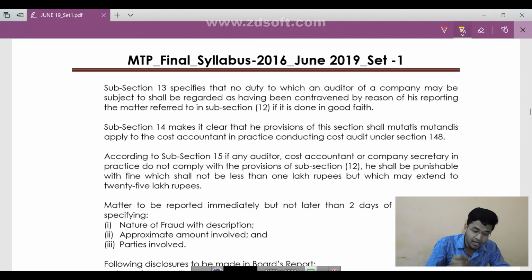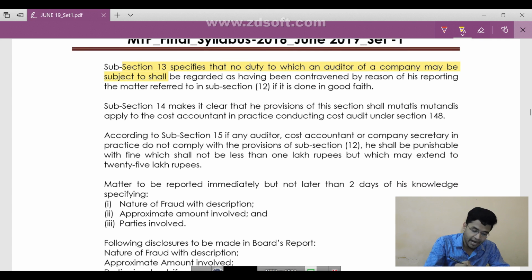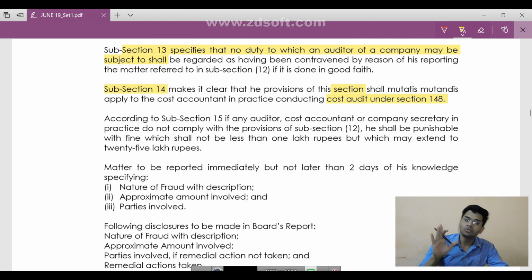And one important thing, guys: subsection 13 specifies that if you have contravened this section, then you should be penalized and reprimanded. And subsection 14 says that the provision of subsection 12 should be applicable to the cost audit under section 148 as well. So it is very clear that the cost auditor also has to follow this regulation 143(12), and a normal statutory auditor also has to follow the regulation.